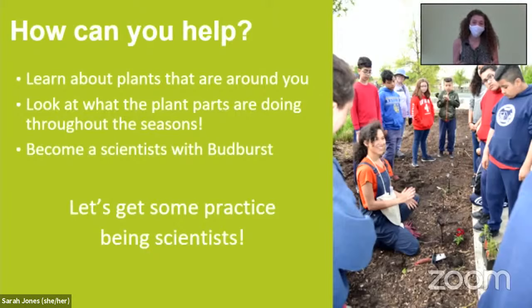So you can do this with Budburst, and you can help us answer these big questions about how plants are changing. So all you have to do is look at plants throughout the seasons and see what they're doing as they go through their year. As you look at them in the spring, in the summer, fall, and winter, you tell us what your plants are doing, and then that helps Budburst. So you can become a scientist with Budburst, and we are going to get some practice doing that ourselves, but first we're gonna talk about plant parts.